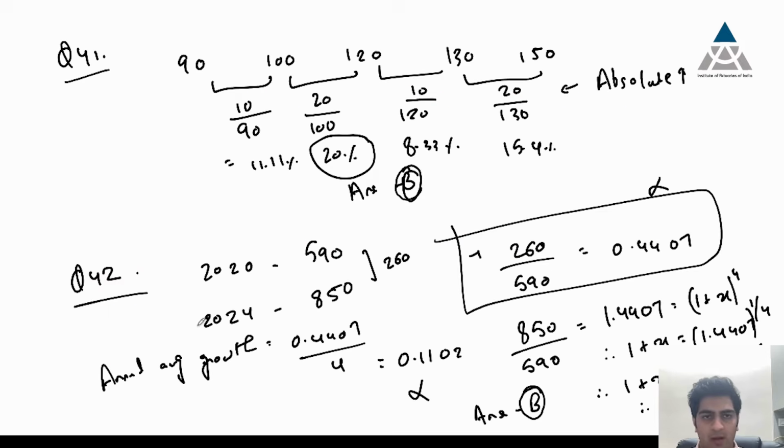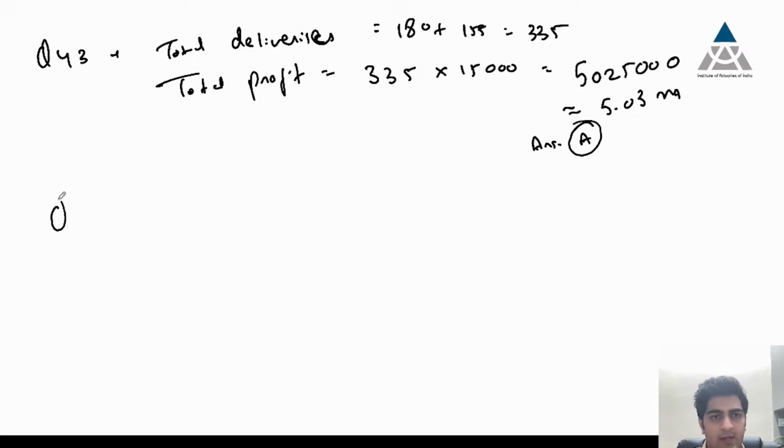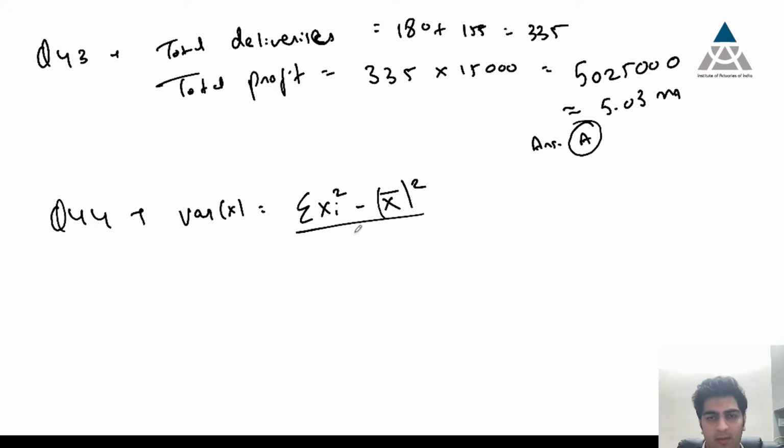So I hope everyone is aware of the calculation of standard deviation. This happens directly in your calculator. In case you are wondering how it is done, the formula for variance is obviously the summation of xi squared minus x bar, the whole squared, upon n, or n minus 1 for a sample.